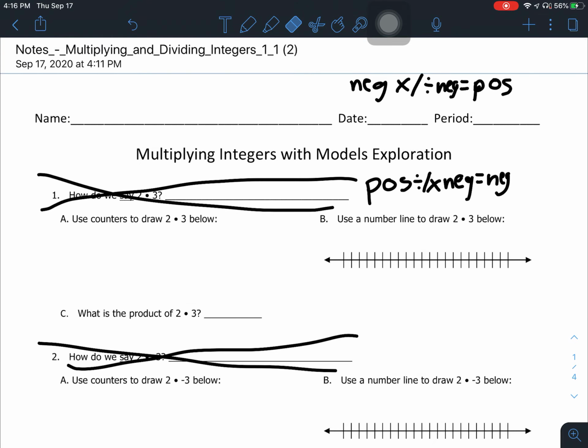Today we'll be learning how to multiply and divide integers. To start it off, we have to learn some rules in order to solve these problems.